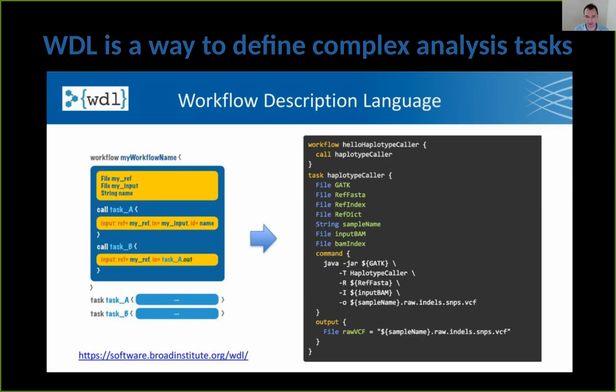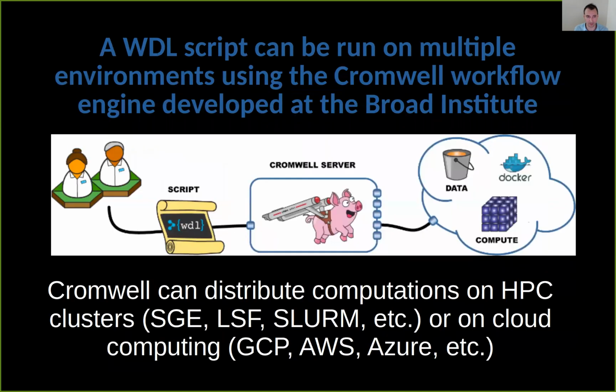And the nice thing about writing pipelines in the WDL language is that they can be run on any computational environment. In particular, you can do this thanks to the Cromwell workflow engine, which is an engine developed at the Broad Institute. And the idea is that you can input your WDL pipeline into the Cromwell server, and the Cromwell server will take care of dispatching all the required jobs to different nodes in a highly parallelized fashion.